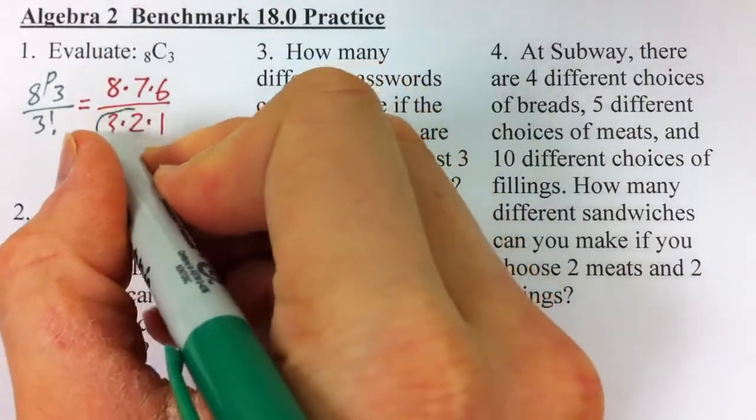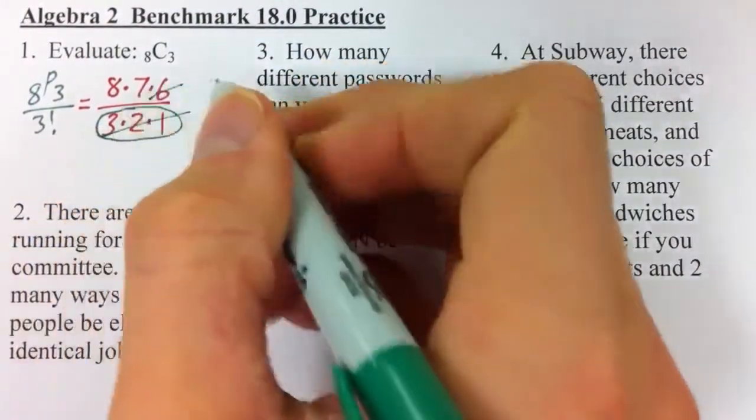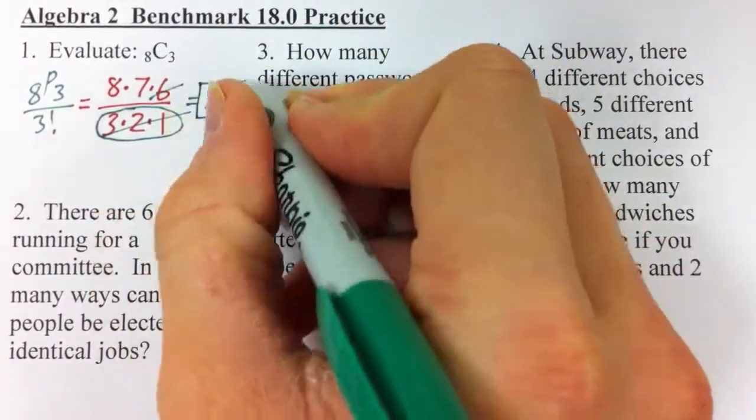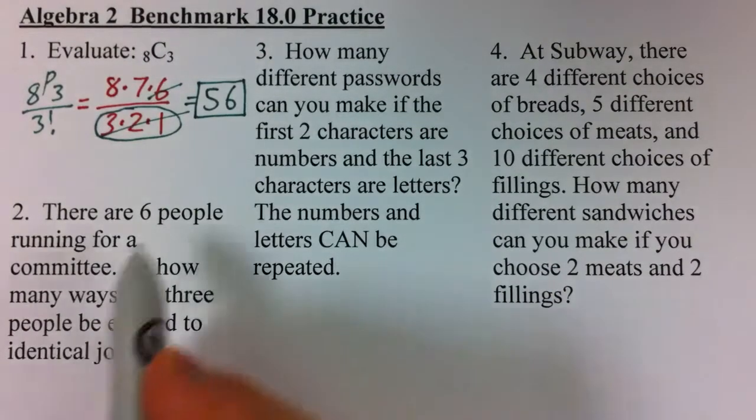And what we'll see here is always the bottom will cancel out in some fashion. 3 times 2 times 1 is 6, so this will cancel with the 6. So my answer is 56. 8C3 is 56. Number 2 here.